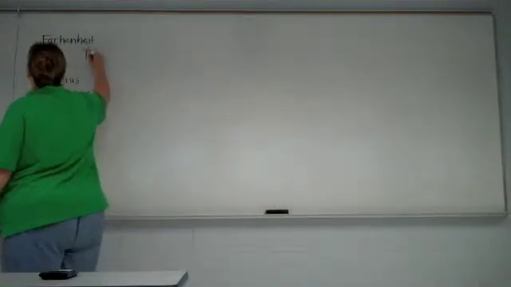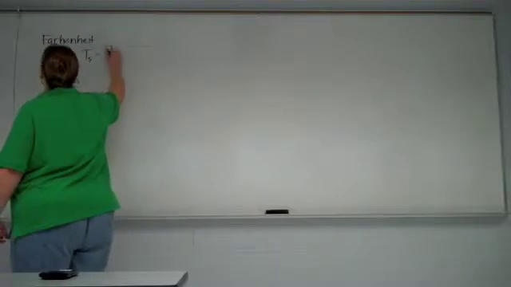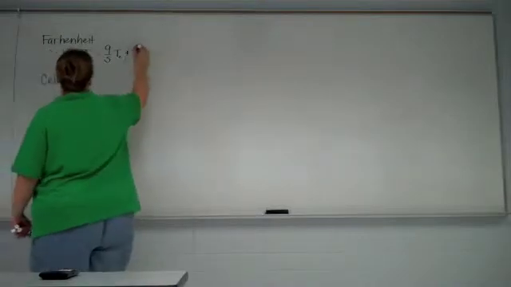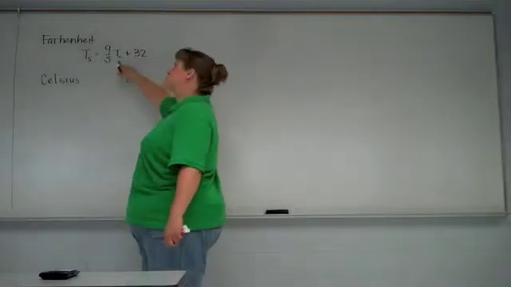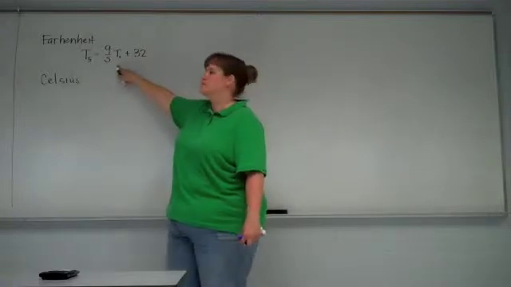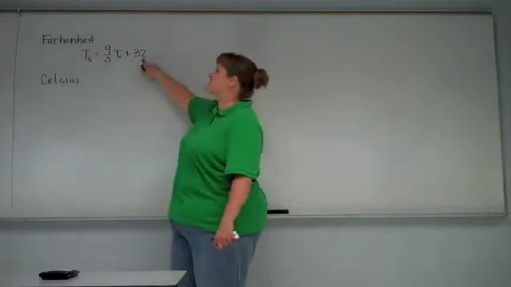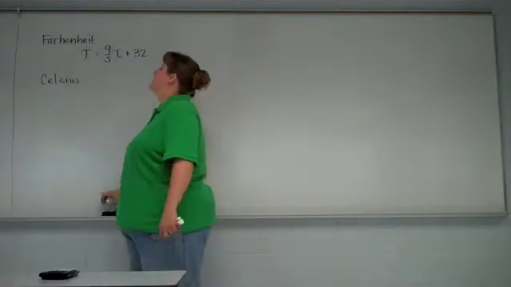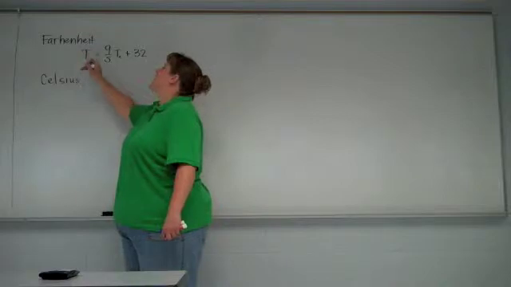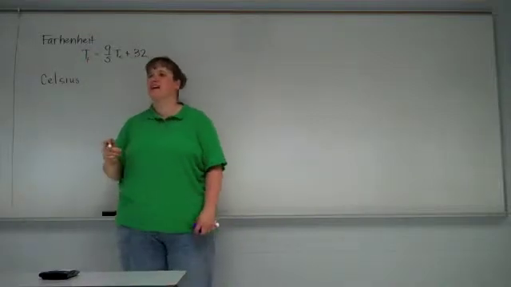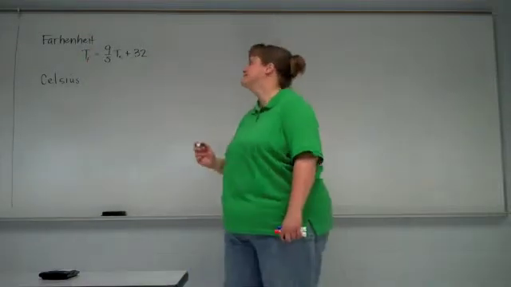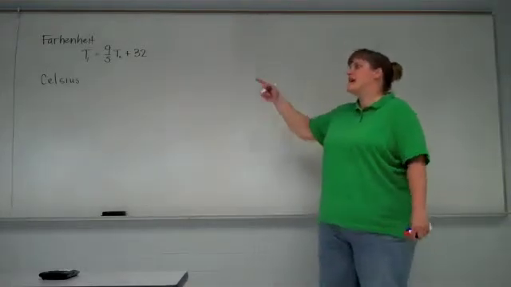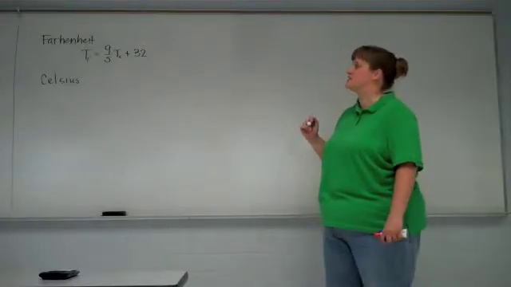If you want a temperature in Fahrenheit, but you have it in Celsius, T sub C means your temperature in Celsius. You multiply that by 9/5, add 32, and that's not supposed to be a 5. Sorry. That's supposed to be an F for Fahrenheit. Sorry about that. I was getting ahead of myself with the 5 in the equation.